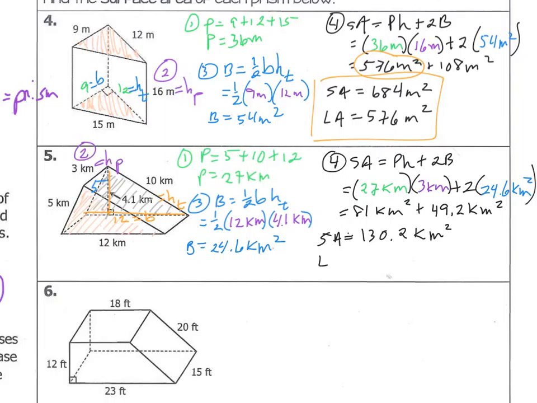And then lateral area is what? Yeah, this 81 right there is your lateral area. So we've got 81 kilometers squared.